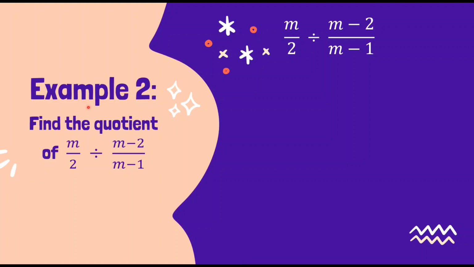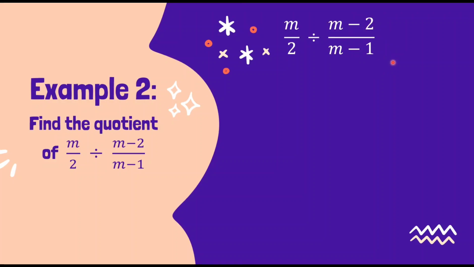Okay, let's have example number 2. So, find the quotient of m over 2 divided by m minus 2 over m minus 1. Okay, so let us copy m over 2 divided by m minus 2 over m minus 1. Okay, so the first step is to get the reciprocal of our divisor. So, ang ating divisor ay m minus 2 over m minus 1.